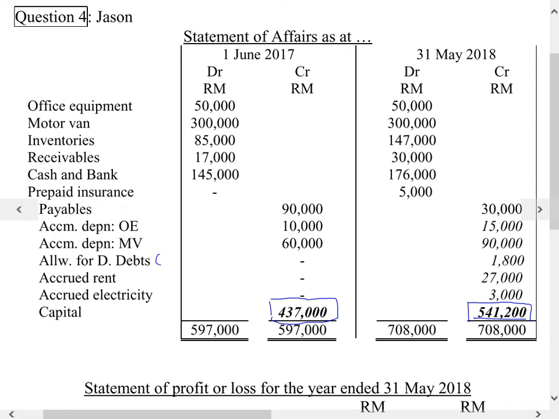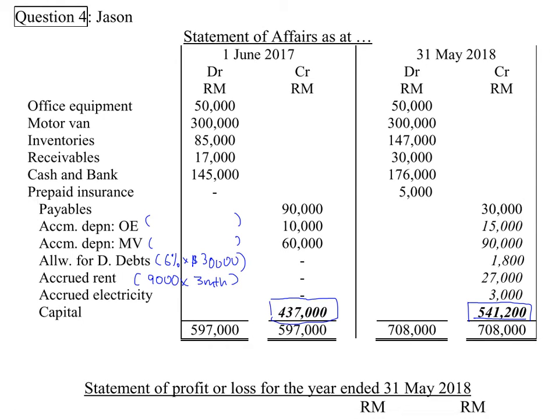Allowance for doubtful debt is 6% of how much? 30,000. Show working. Accrual for rent will be 9,000 times 3 months. Accrual liability, no need to show working, 1 month only. Depreciation, you must also show working. I already showed it earlier, you transfer to here only. Find missing figure, closing capital 541,200.